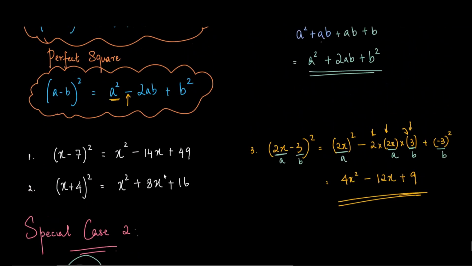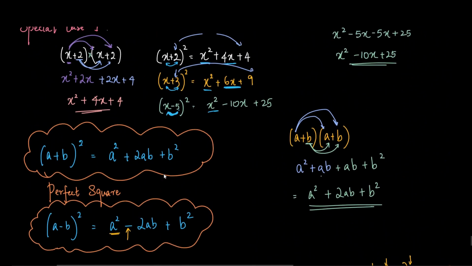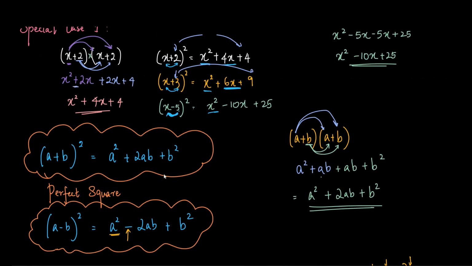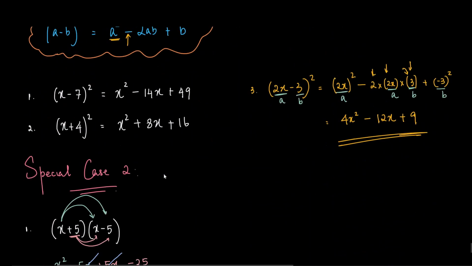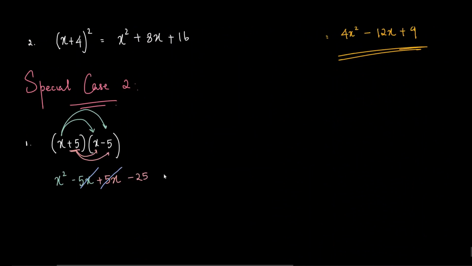Special case 1 also had the same two terms, but their signs were also the same, and for that reason they added up. So 2x and 2x added up because their signs were the same. But here again they are the same terms but with opposite signs. So minus 5x and plus 5x won't add up because of the opposite signs. They will just subtract each other and disappear. The final answer will be just x squared minus 25.